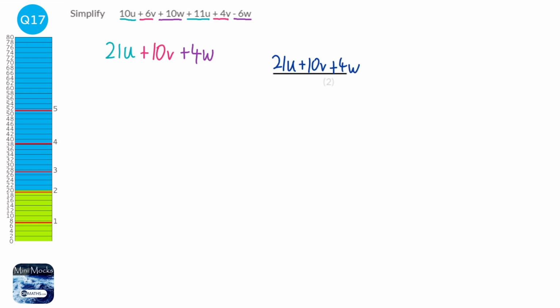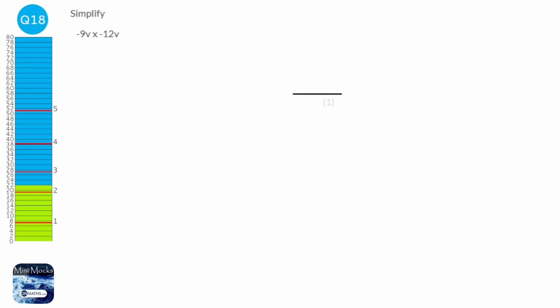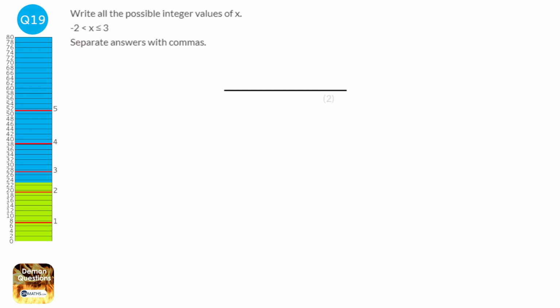But we can multiply them, we just can't add or subtract them. Whenever we multiply two negatives, we always get a positive, so we know our answer will be positive. We're going to do 9 times 12, which is going to be 108, and v times v, which is going to be v squared.